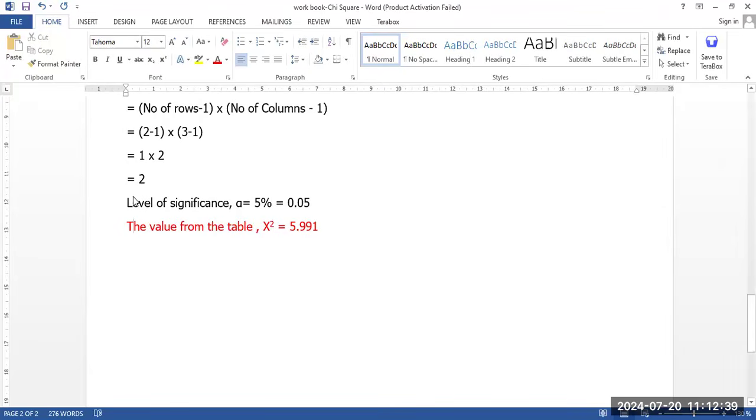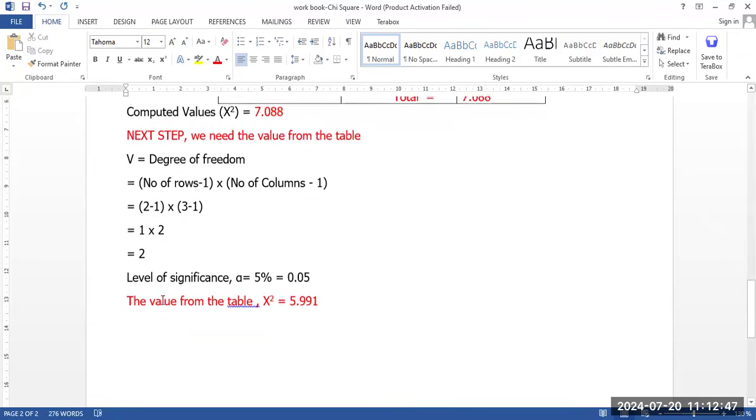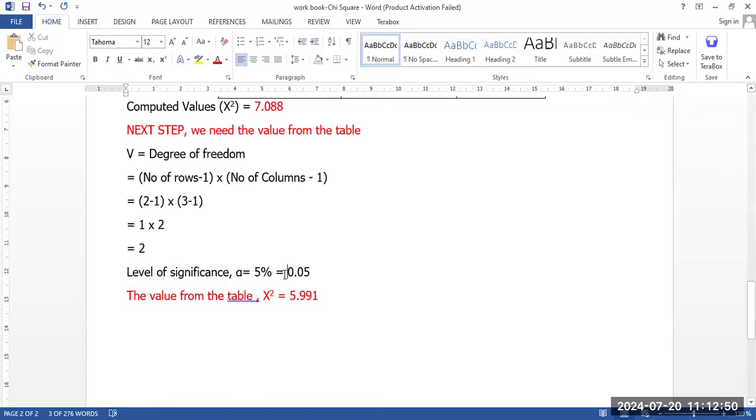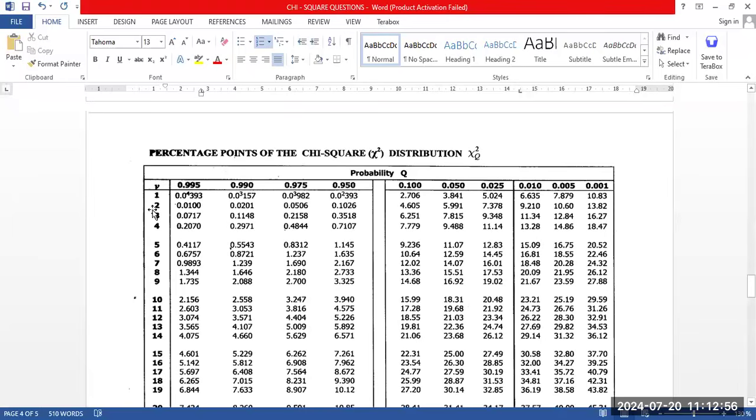Have you all understood how we get the value from the table using chi-square? Yes. You first get V, then know your level of significance. Go to your table. Stand where you have V. V is 2. Then move horizontally, look for your level of significance. Okay.